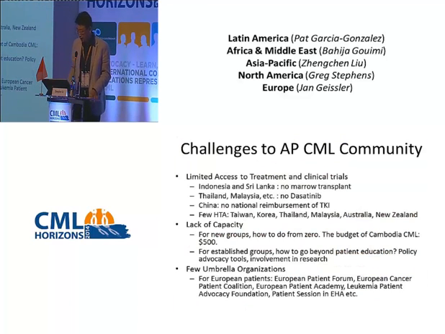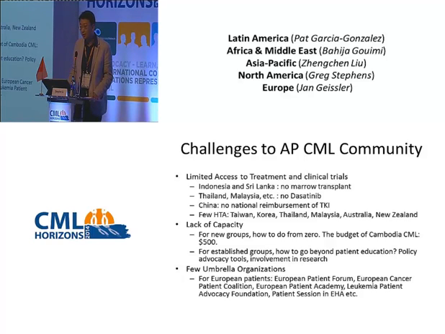And we are facing many challenges in Asia-Pacific CML community. First is very limited access to treatment and clinical trials. Two years ago, we did a survey. We know that in Indonesia and Sri Lanka, there is no marrow transplant. And in Thailand and Malaysia, we have very limited access to the latest new drugs.